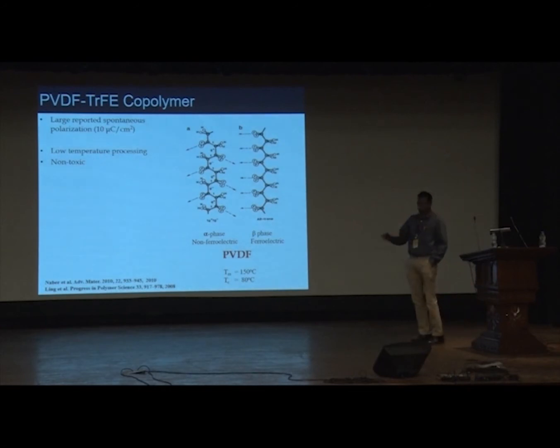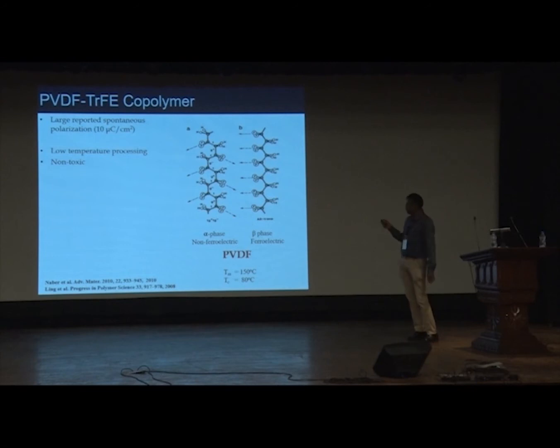It has reasonably good polarization. Its polarization can touch about 10 microcoulomb per centimeter square, which is a fairly good value for a memory device. For a memory device to work at about 5 volt, you require roughly 5 microcoulomb per centimeter square as a specification. So this can store enough charge. So that's not a problem.